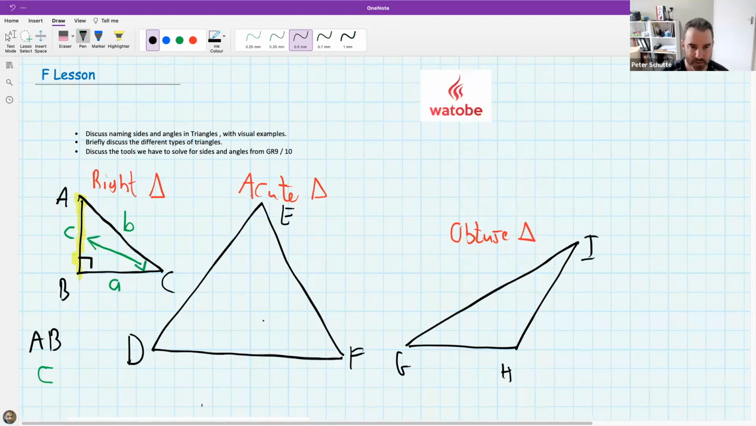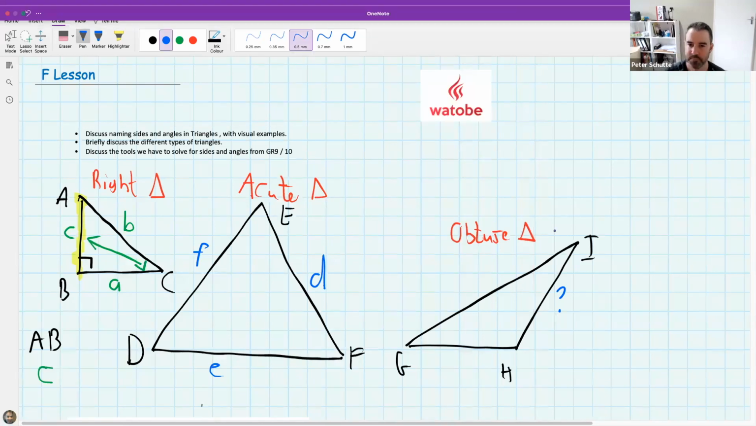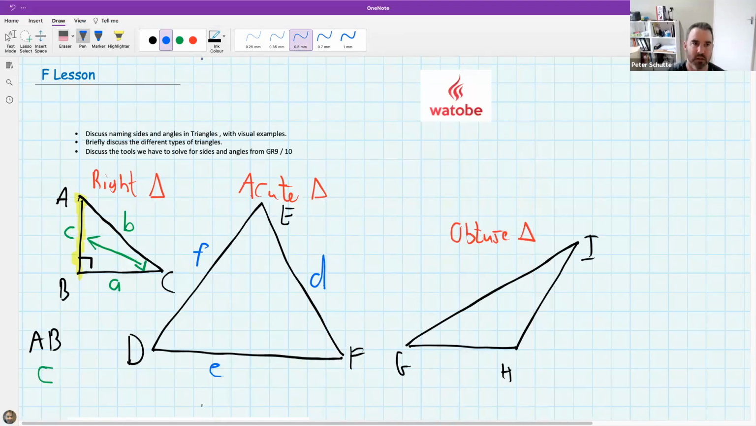Using the same idea, if I was naming my sides in this triangle, I could name this EF, but the quicker way to do it would be to call it D. We call this one F, and we call this one E. Now, what do you think I'm going to call this side over here, where the question mark is? What is going to be opposite? Yeah, it's just going to be G. And then what is going to be there?